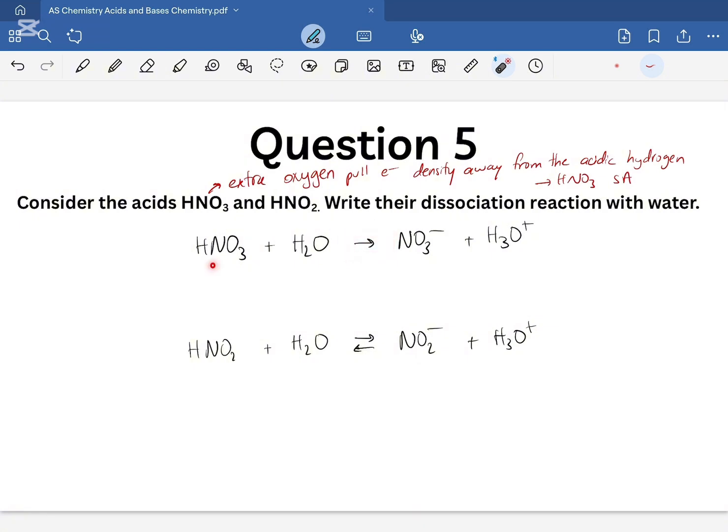We need to know that HNO3 is the acid. It will donate H plus to water, forming the hydronium ion H3O plus and the NO3 minus ion. For HNO2, it's going to be a weak acid. We're going to use a reversible arrow. We're also going to have an H plus being donated to H2O to form the NO2 minus and the H3O plus.